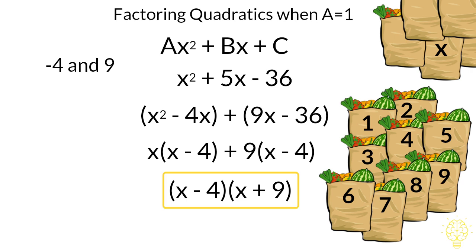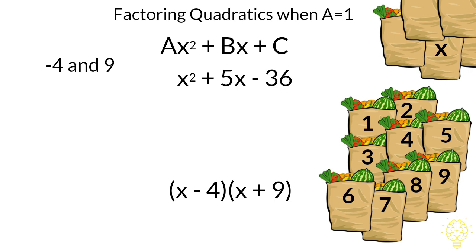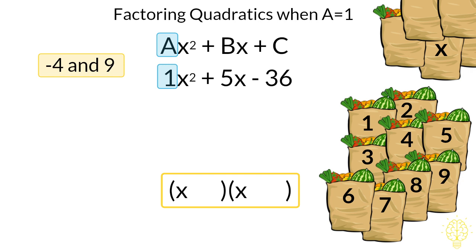That's our final answer. We factored x squared plus 5x minus 36 to find that it's equivalent to x minus 4 times x plus 9. Did you know that there's actually a shortcut for this? There's a way to go straight from finding the numbers that we found, the negative 4 and 9, and to jump right to the answer. The shortcut works anytime your a term is 1. You just use this factored form and insert the numbers here, so you get x minus 4 times x plus 9, and that's the final answer.